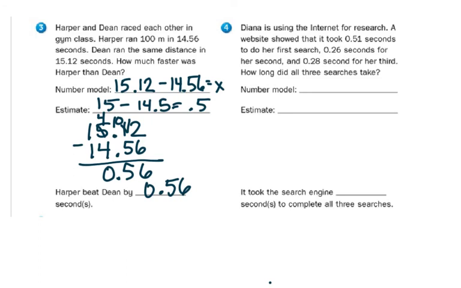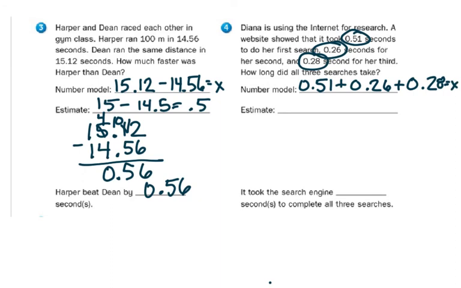And the last one for today, Diana is using the internet for research. A website showed that it took 51/100ths of a second to do her first search, 26/100 seconds for her second, and 28/100ths for her third. How long did all three searches take? So we're looking for all of the time she spent. So we're going to add together, and sometimes it helps if you just circle the numbers. So 51/100ths plus 26/100ths plus 28/100ths.